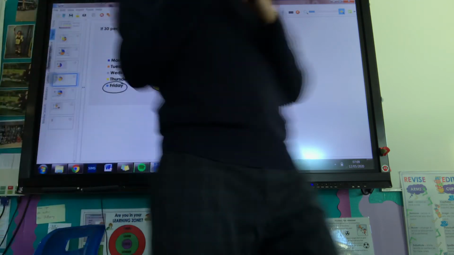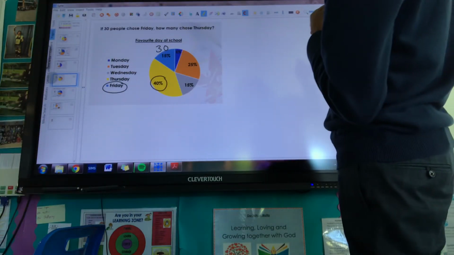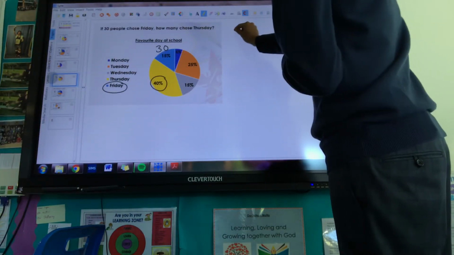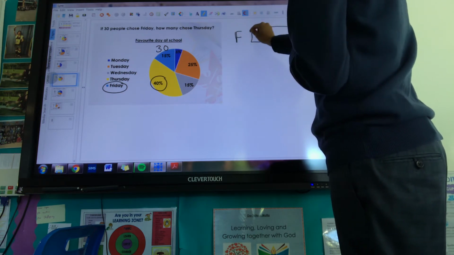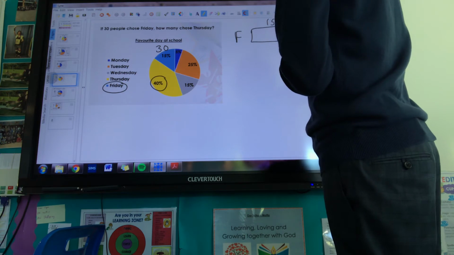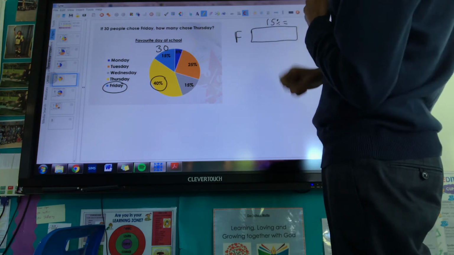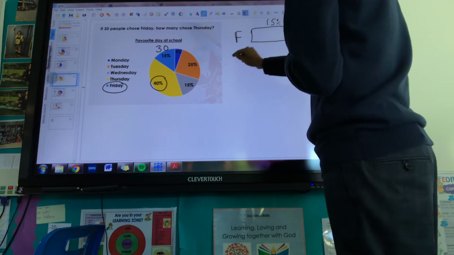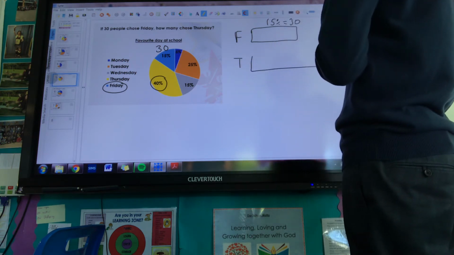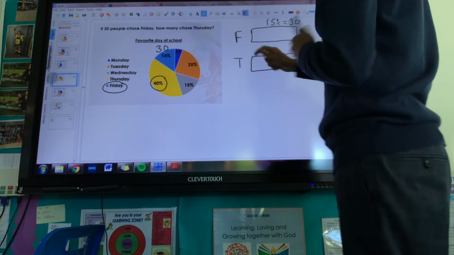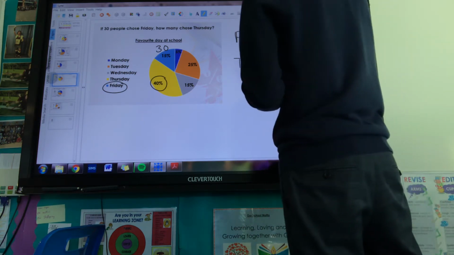So, I'm going to go over here and I'm going to draw Friday. I'm going to call it F. Here is a bar for Friday. We know that that is 15%, and we know that 15% equals 30. I'm now going to draw Thursday. Thursday was 40%, so Thursday's going all the way over here.